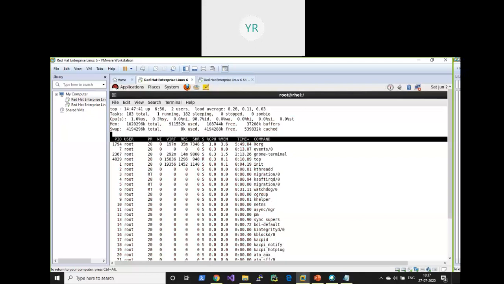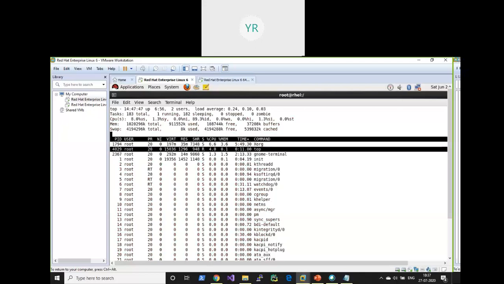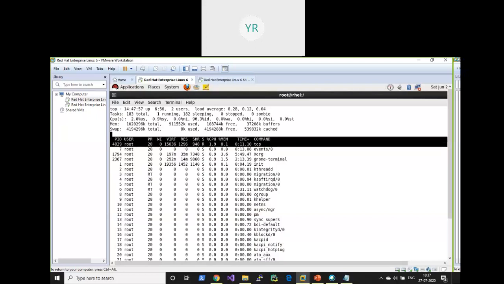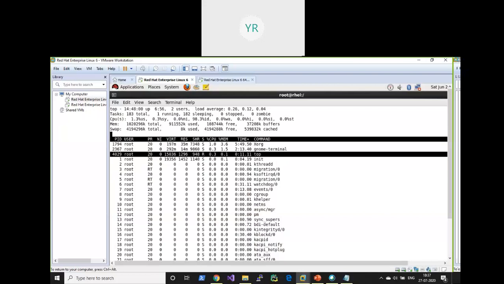If I use B, look here, it is in black and white only, but it identifies the running process with that bold. Okay, and if I again press B, it is coming back to normal. The running process is identified by that bold.